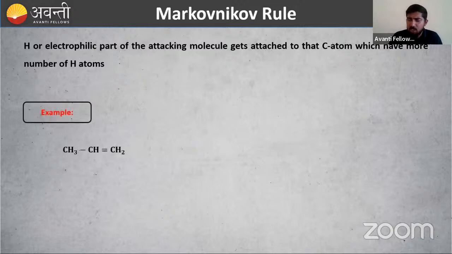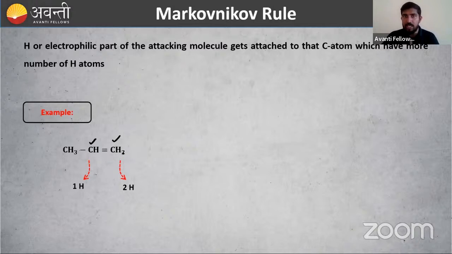So CH3, CH double bond CH2. So this is the first carbon, this is the second carbon, right? So we have to add hydrogen. First step, addition of hydrogen. So to which carbon do we have to add that? Check the number of hydrogen atoms attached to this carbon. That is only one hydrogen. What about this carbon? There are 2 hydrogens. So the Markovnikov rule says that the carbon with more number of hydrogen atoms, right? So that is this one.